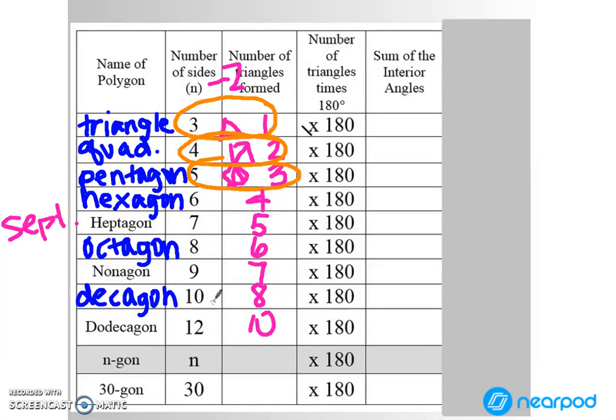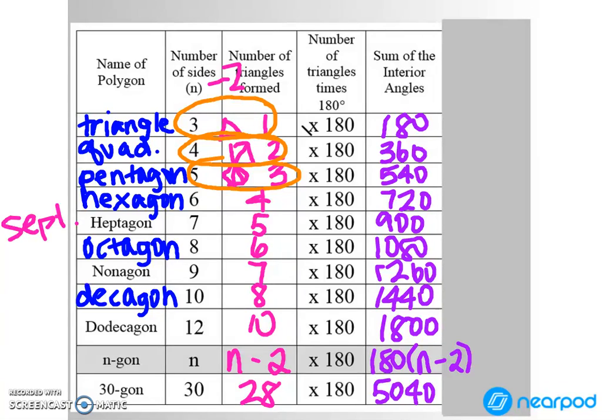So an n-gon is just saying what the rule would be. So if I have n number of sides, I'm just subtracting 2. So a 30-gon would be 28 triangles. So now go back through and multiply everything times 180. And this is what your table should be so far. We'll come back and do the next column in a moment.